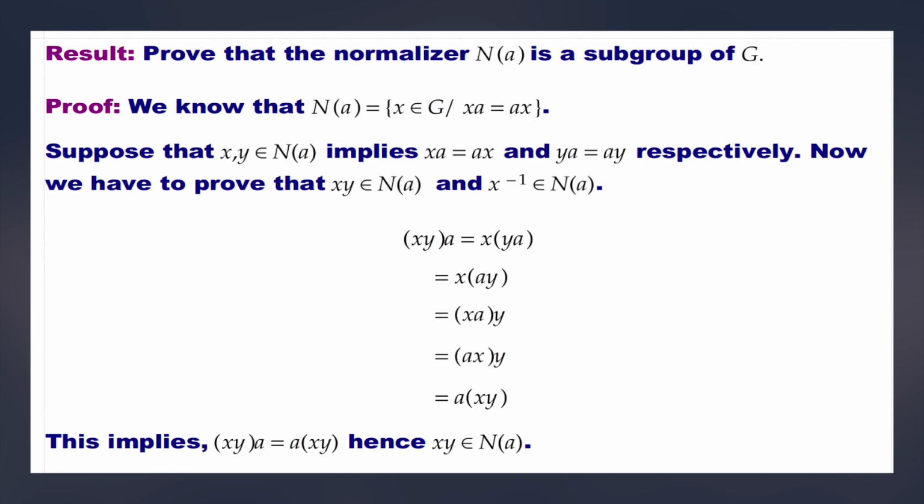So (xy)a will be written as x(ya) by the associative law. See here, x(ya) will be written as x(ay) because already we have seen that ya is equal to ay. Here again by the associative law, we write (xa)y. We have seen xa is equal to ax, so it will be written as (ax)y. Again by the associative law, a(xy). This implies (xy)a is equal to a(xy), hence xy is in the normalizer of a.